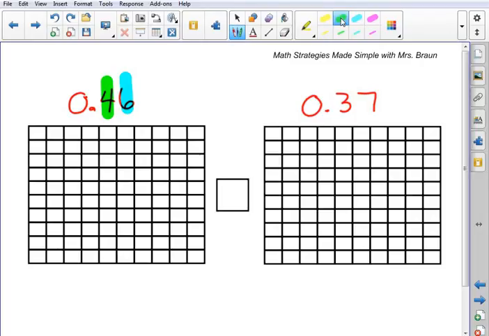So I'm going to start with the tenths, and I can see I've got 4 tenths. So I'm going to shade in 4 of these tenths here. All right. And then I've got my 6 hundredths, so I'm going to shade in 6 hundredths.